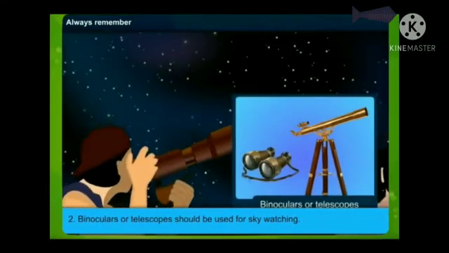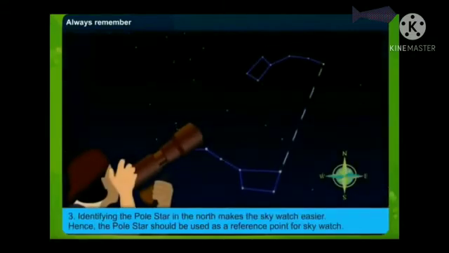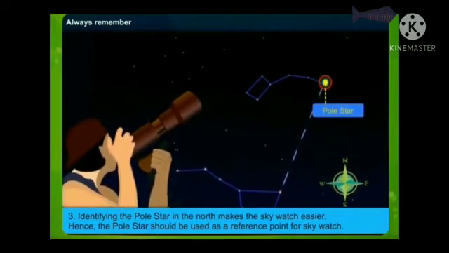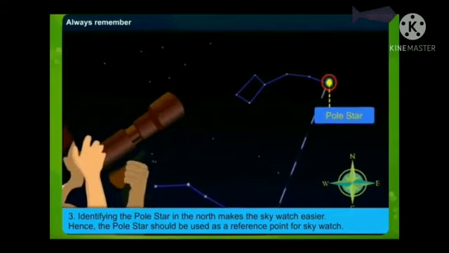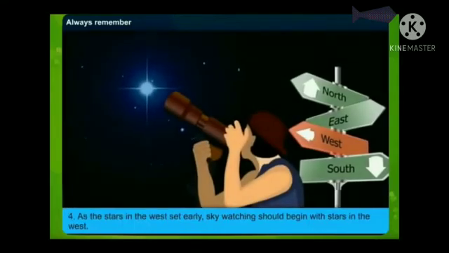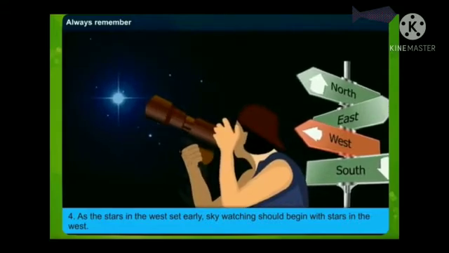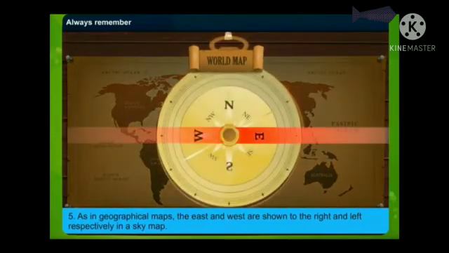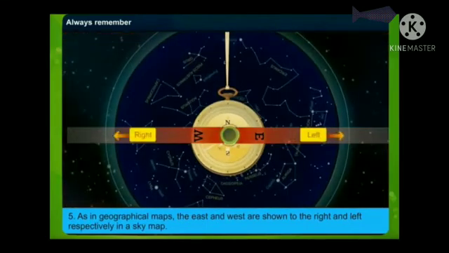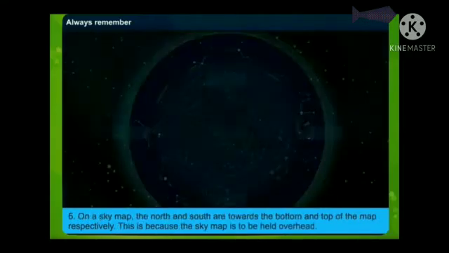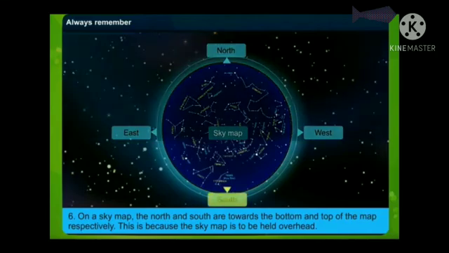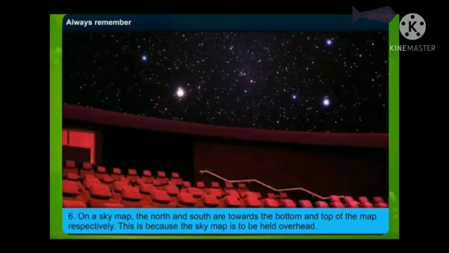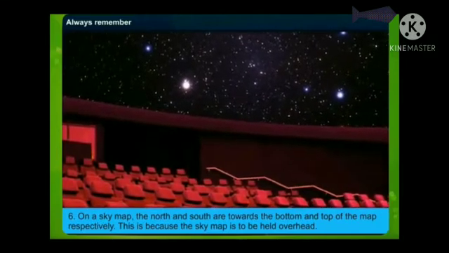Binoculars or telescopes should be used for sky watching. Through this, it is very clear to see. Identifying the pole star in the north makes the sky watch easier. Hence, the pole star should be used as a reference point for sky watch. As the stars in the west set early, sky watching should begin with the stars in the west. As in geographical maps, the east and the west are shown to the right and left respectively in a sky map. On a sky map, the north and the south are towards the bottom and the top of the map respectively. This is because the sky map is to be held overhead.